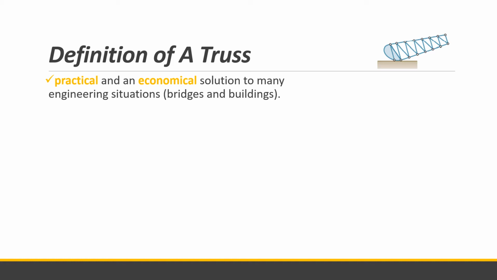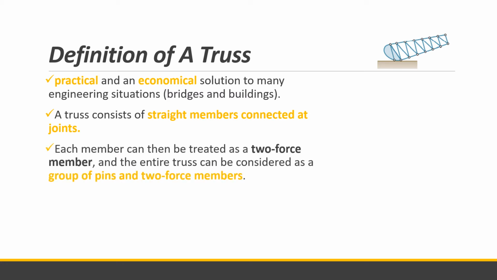If you have seen constructions of bridges, trusses are the triangular connected beams or steel members. A truss consists of straight members connected at joints, so each member can be treated as a two-force member, and the entire truss can be considered as a group of pins and two-force members. Take for example the figure here. This is an example of a truss structure.